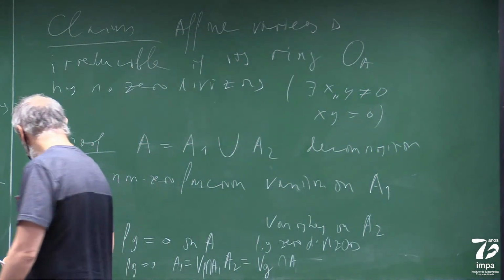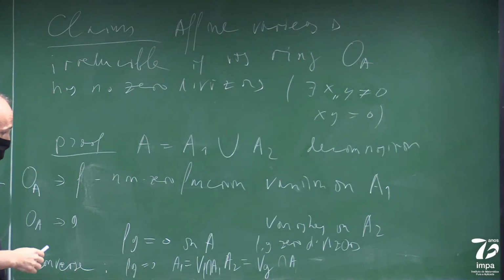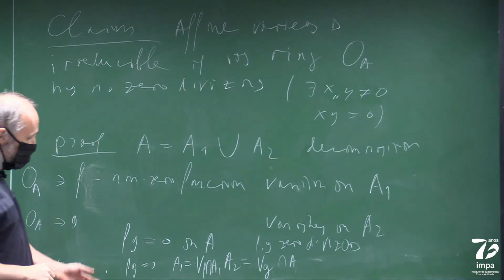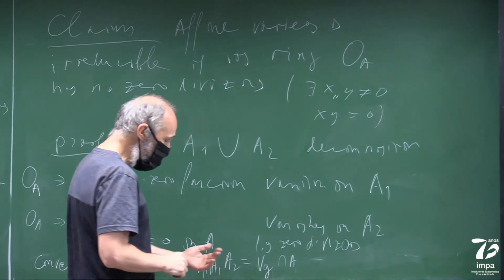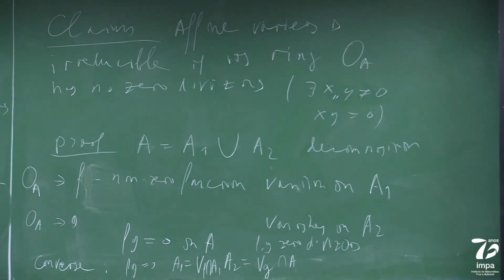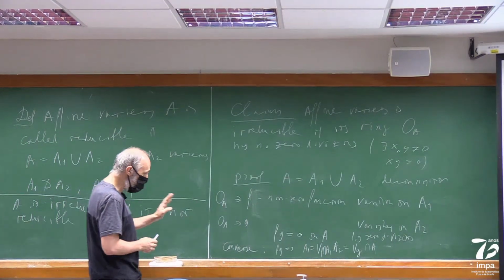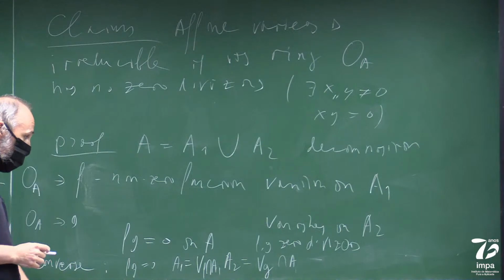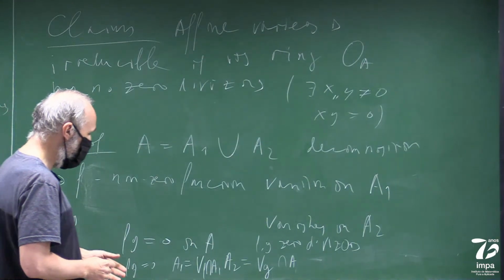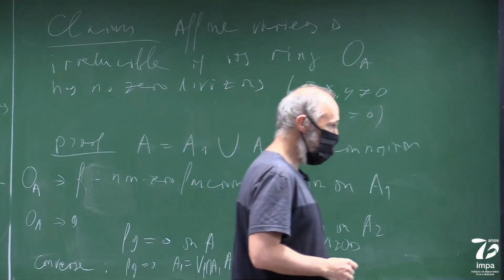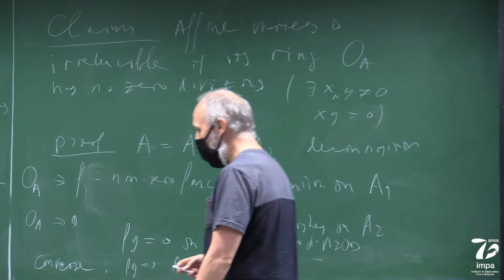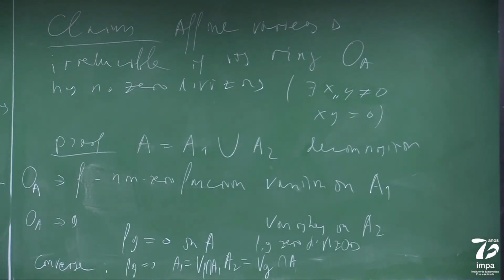But since f is non-zero and g is non-zero, none of these sets is contained in the other. So there are two distinct sets. We cannot have A1 contained in A2, or A2 contained in A1. It is impossible because f and g are non-zero. This means that if there are zero divisors, the space is not irreducible, and if it is not irreducible, there are zero divisors.